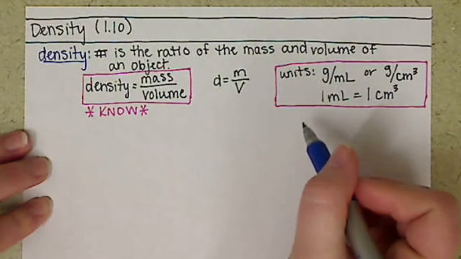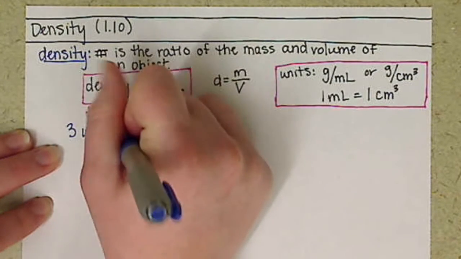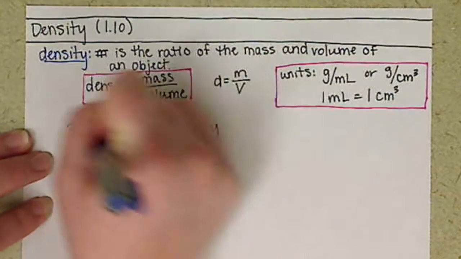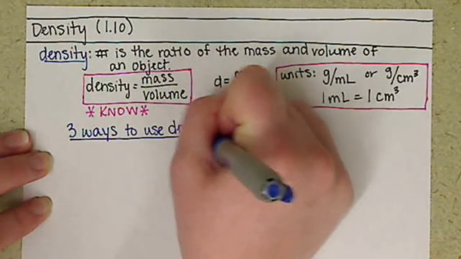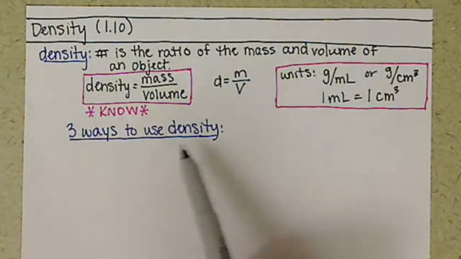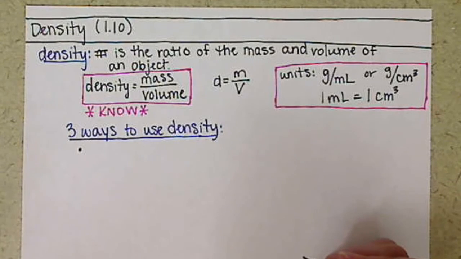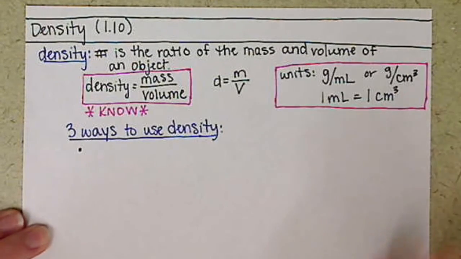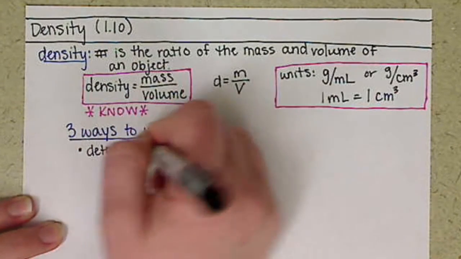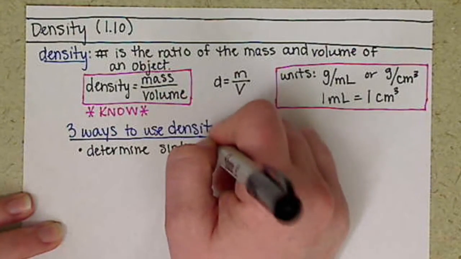All right, so there are 3 ways to use density. In other words, there are 3 types of questions that I could ask you regarding density. The first question is the qualitative way that we use density, and that's to determine whether or not something is going to sink or float.